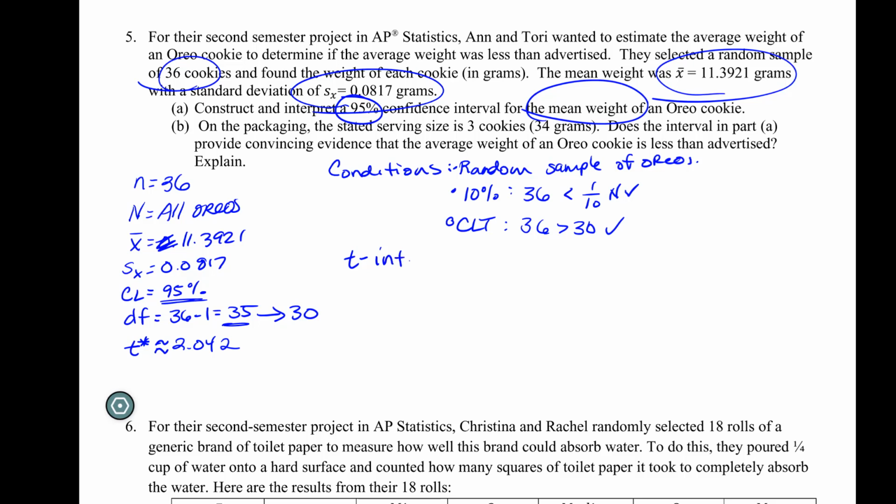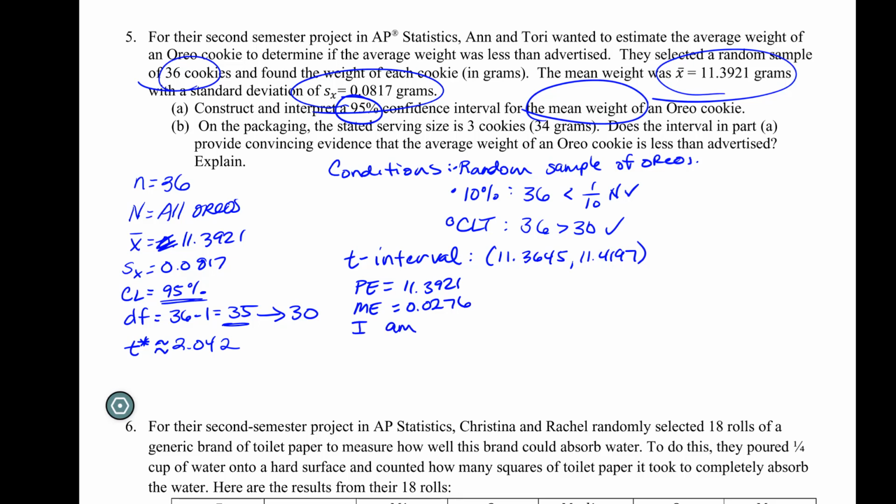So again, the operation that we chose in our calculator was a T interval, and this gave us 11.3645 as the lower bound and 11.4197 as the upper bound. It gave us a point estimate of 11.3921 and a margin of error equal to 0.0276. Everything else we've already got, so now we can just go ahead and interpret it.